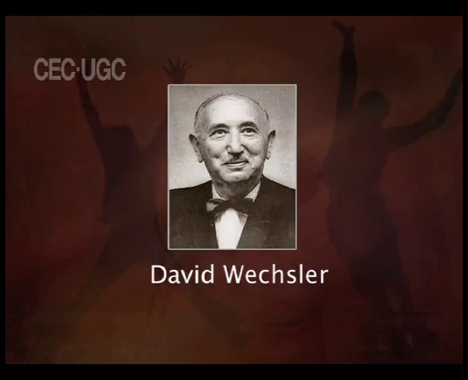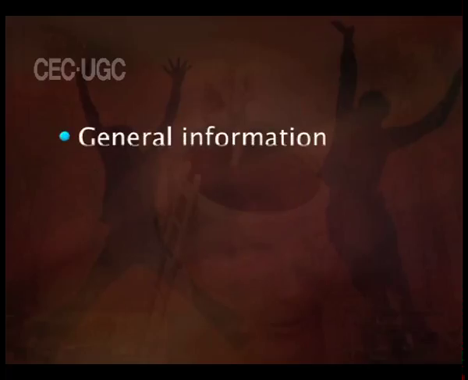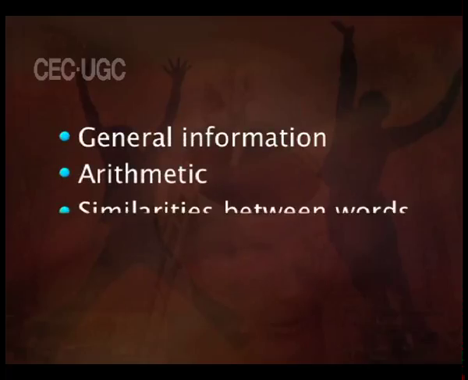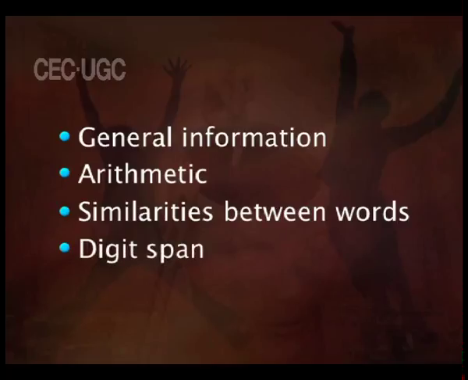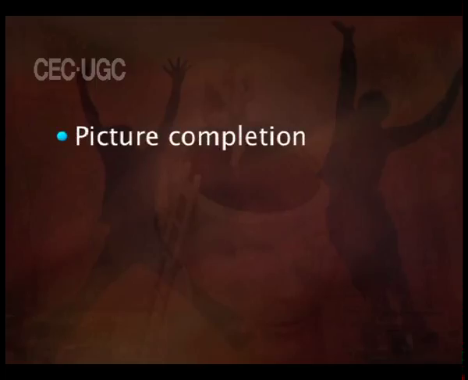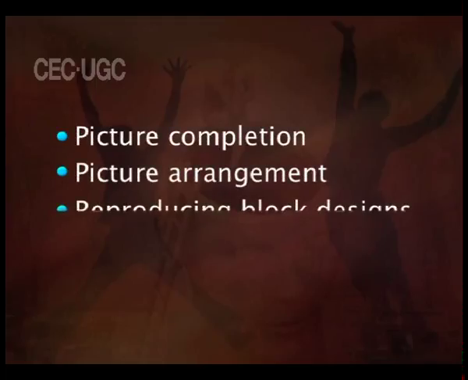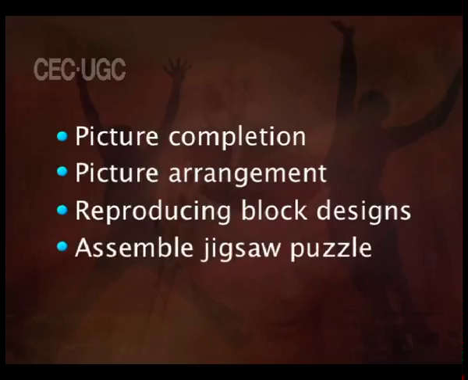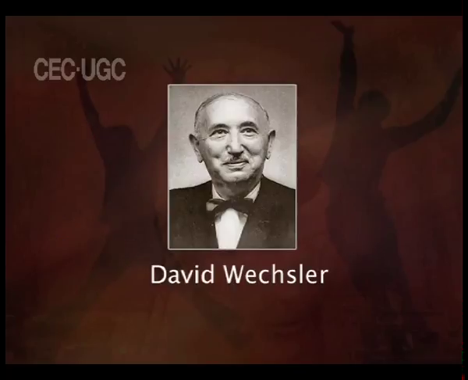Verbal items on the Wechsler scales include general information, arithmetic, similarity between words, and digit span. Performance items include picture completion, picture arrangement, reproducing block designs, and assembling jigsaw puzzles. So, the Wechsler scales included both verbal and performance components in a single scale. It yielded a total IQ as well as a separate verbal IQ and a performance IQ.